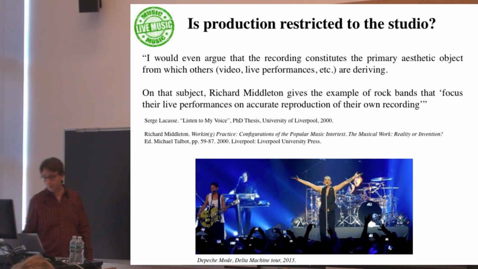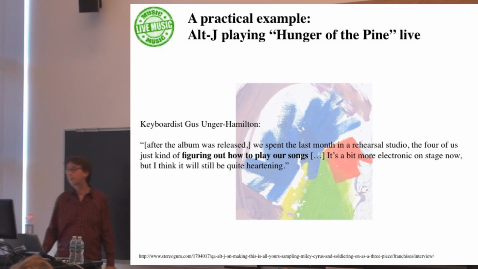Nowadays, things may be different. Depeche Mode is an example of this process. You spend a lot of time in the studio, and after you've done, you've got to play this live. What do you do? You adapt to the live performance. This is at least testified by this guy, the keyboardist from the band Alt J. They released the album first, recorded it, wrote it, produced it, everything. And then they had some problems because it was difficult to play live.